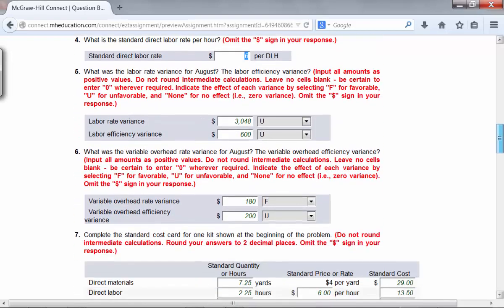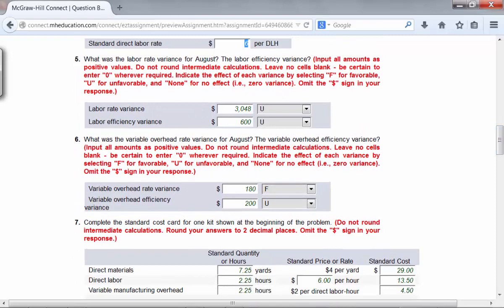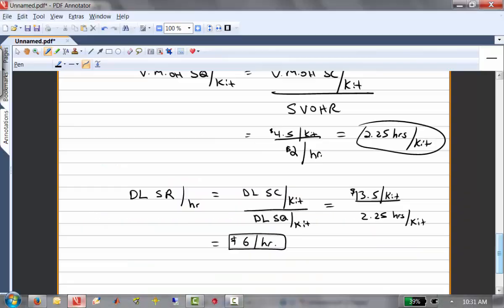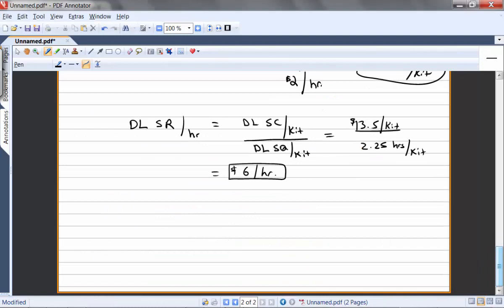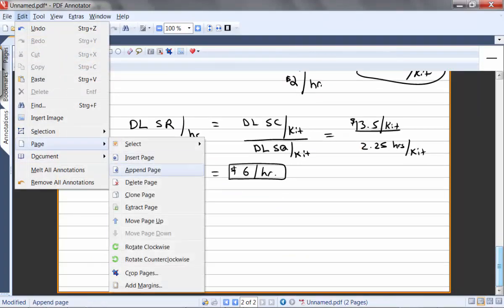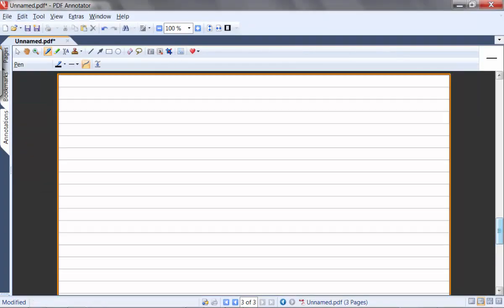Moving on, number 5. What was the labor rate variance for August? What was the labor efficiency variance for August? Let's go to the next page. The labor rate variance is the actual number of hours our employees worked times what we actually paid them per hour minus what we should have paid them per hour.